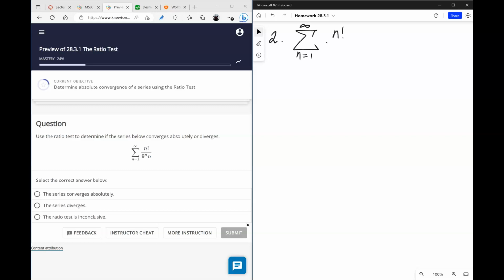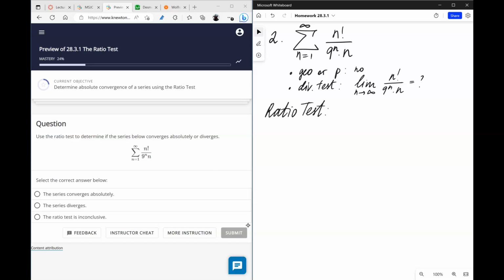We have n factorial over 9 to the power n times n. As always, we try to recognize this as a geometric or p-series. No, we try to run the divergence test. Here it's going to be problematic because finding the limits of factorials is not so easy, so we're going to bypass this one, and we're going to start with the ratio test. So to set up the ratio test, we're going to find the limit of the ratio of the n plus 1th term over the nth term.